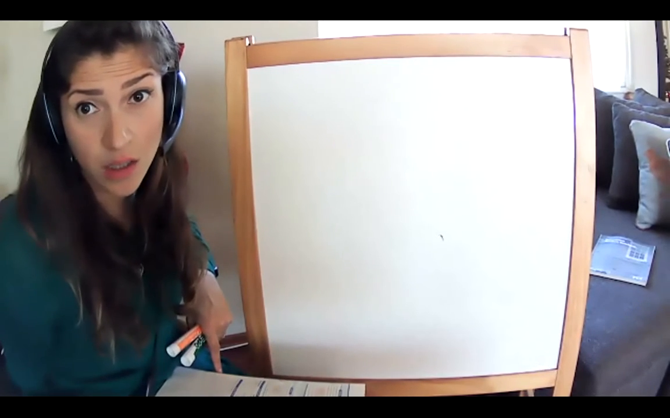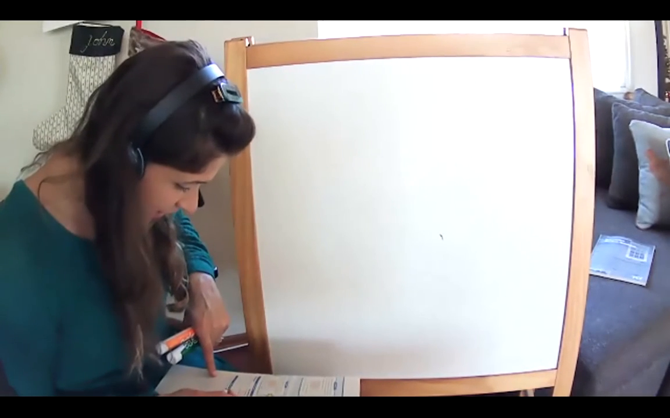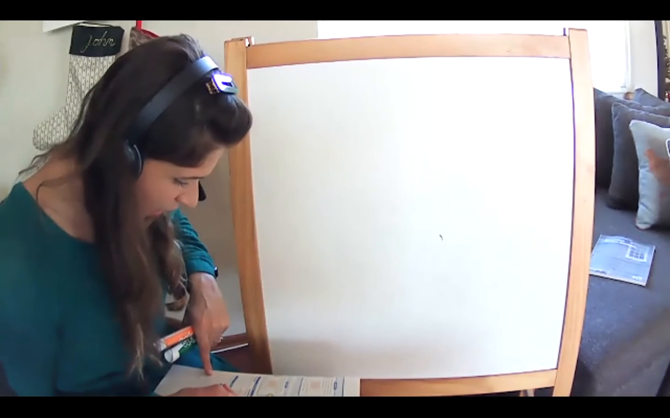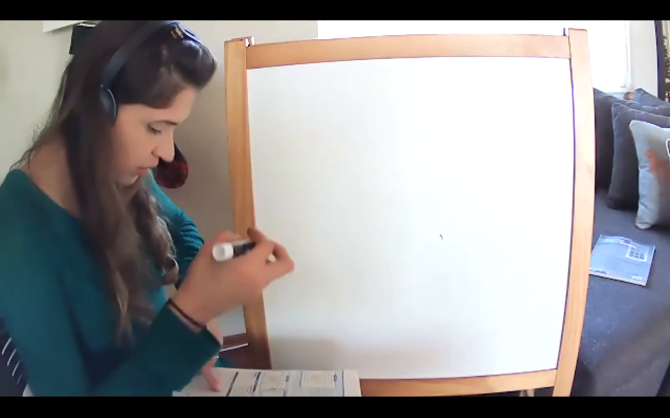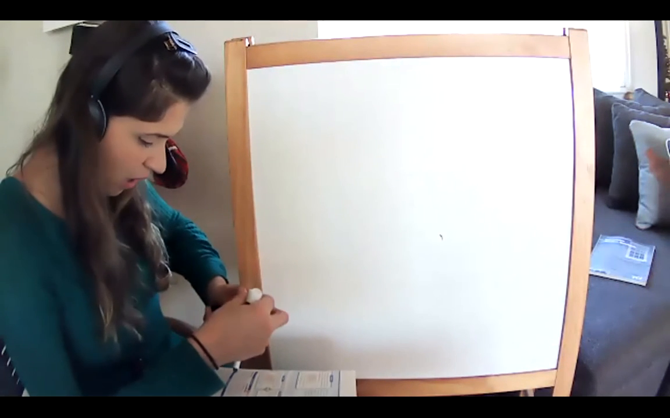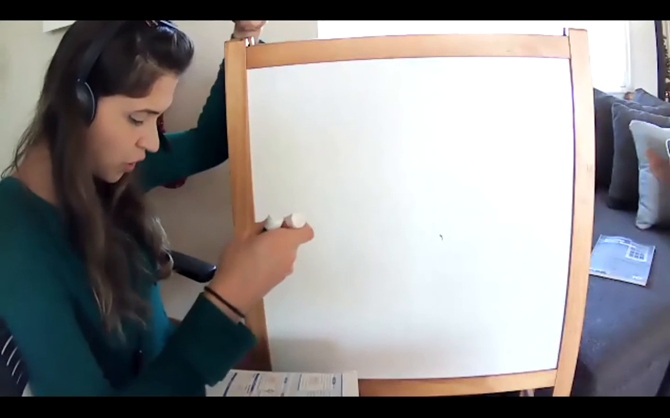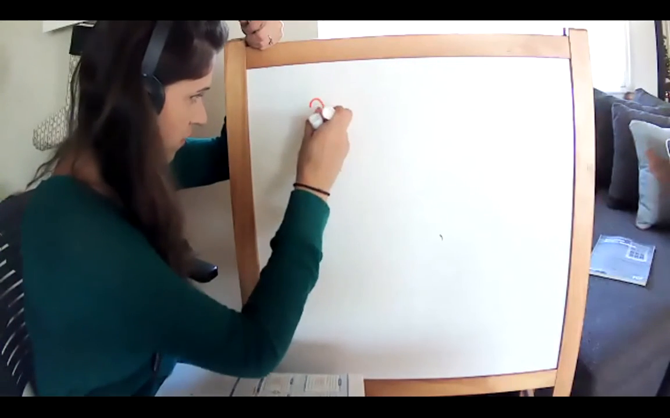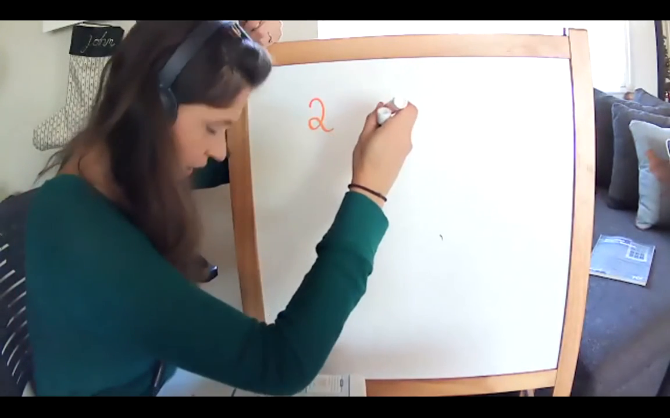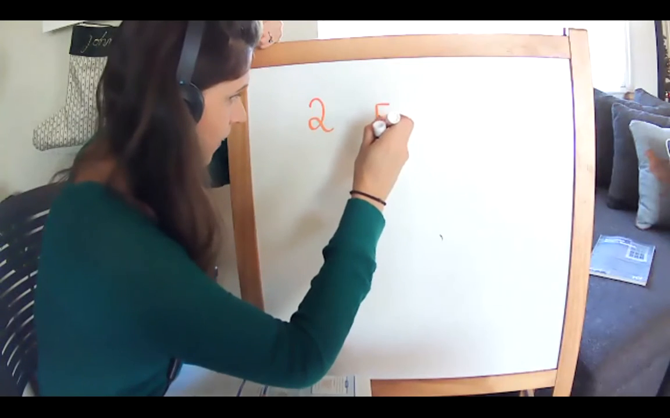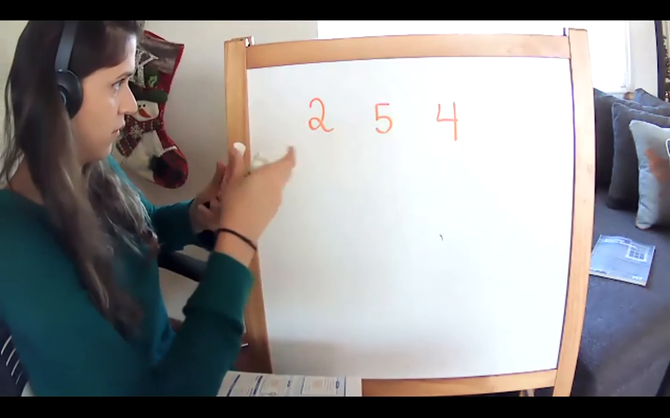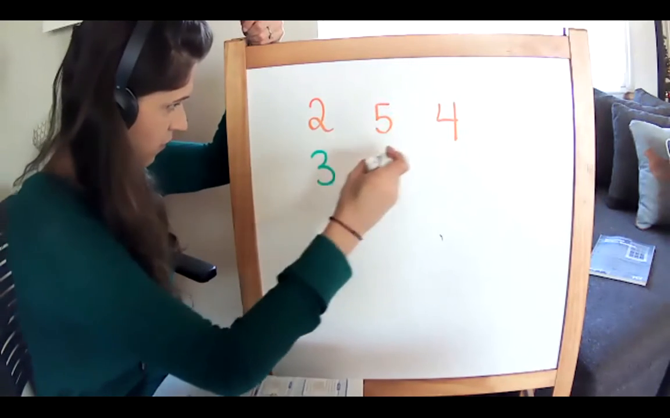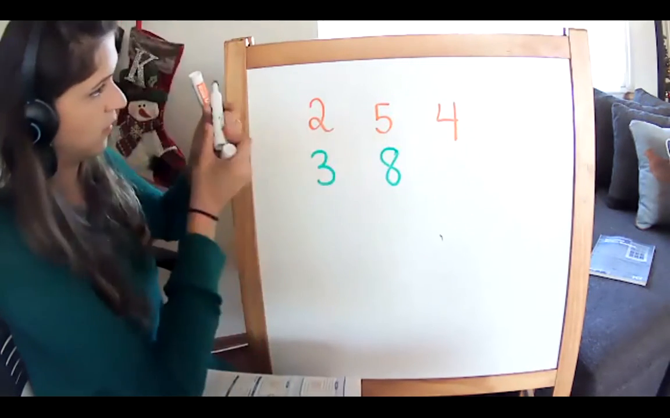And let's see if you remember how to multiply with a whole number. So let's try this one. Let's try number 10. We're hopping around a little bit. 2/3 times 5/8 times 4.